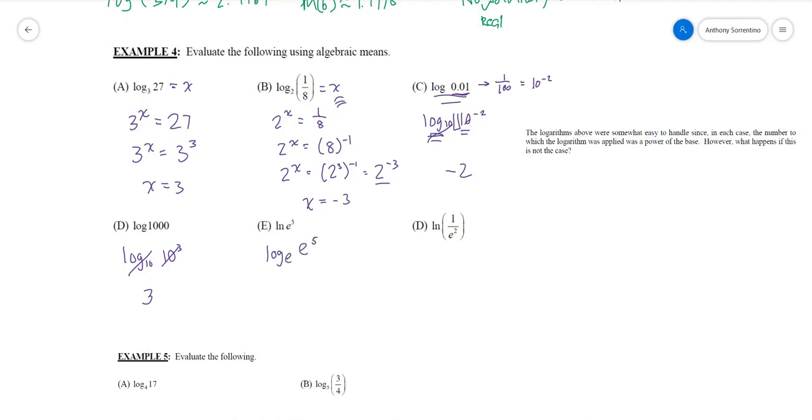And much like I had in C and D, I have a log of the same base right next to an exponential of that same base. Nothing in between them, no multiplications going on onto e or anything like that. That had to be handled somewhat differently. So if that happens, they just cancel, and you're left with just the exponent.